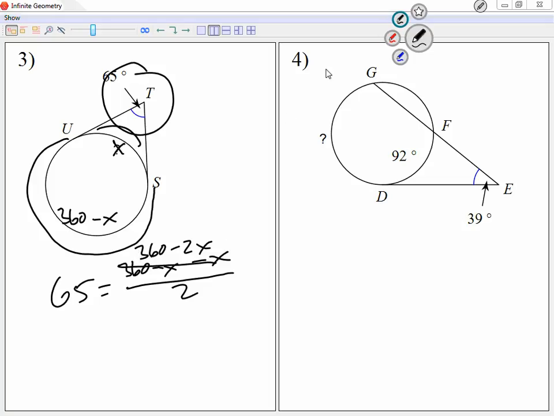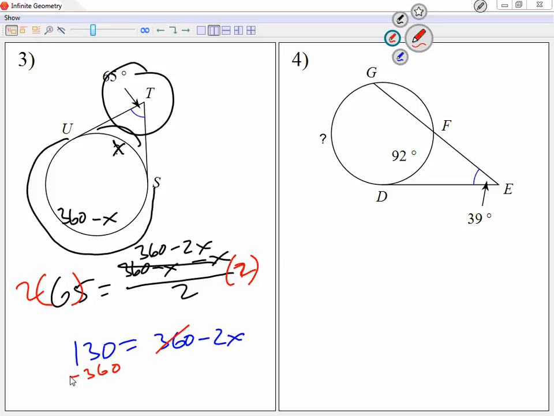Since there's an x in my fraction, let me multiply both sides by 2 to get rid of fractions. So I get 130 is equal to 360 minus 2x. So let me move the 360 to the left as a minus 360. So I get negative 230 is equal to negative 2x. What's x? 115. Good.